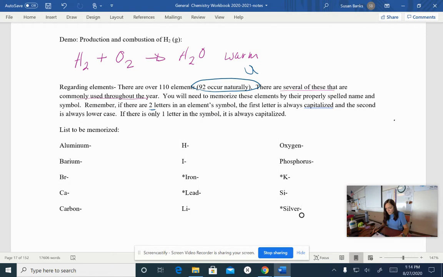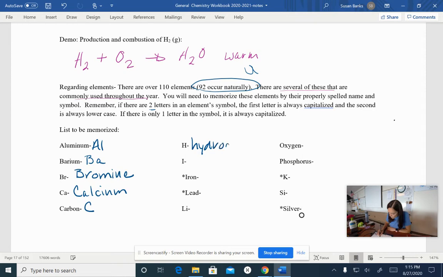Okay, so here we go. A list to be memorized. Aluminum. The symbol for aluminum is Al. So this actually comes from the English. So it's not too bad. Barium, this also comes from the English. The symbol here is Ba. Br is bromine. Ca is calcium. Carbon is just a plain capital C. So far, these are all pretty easy. H is hydrogen. I is iodine.